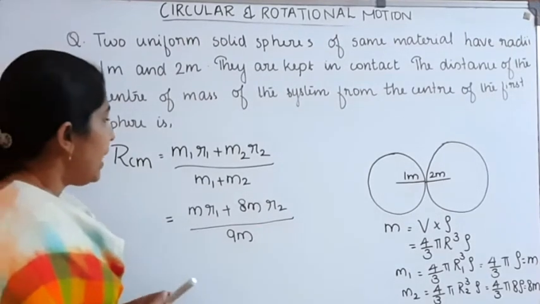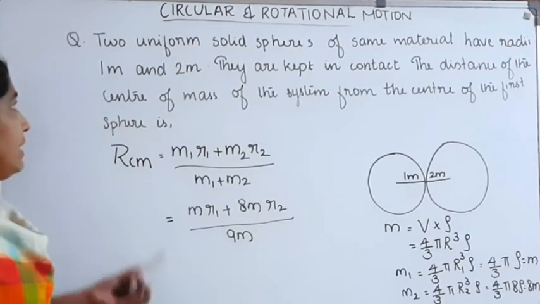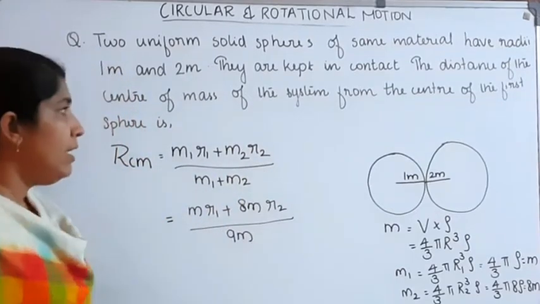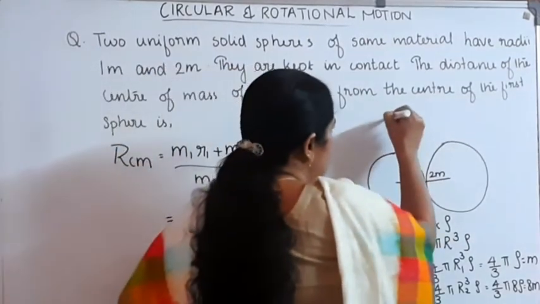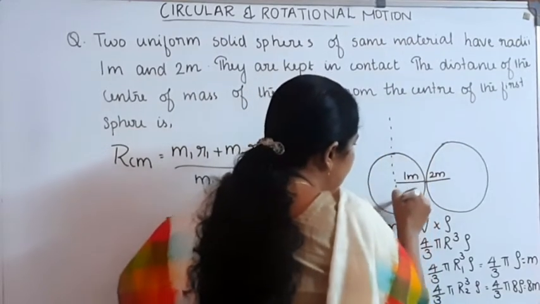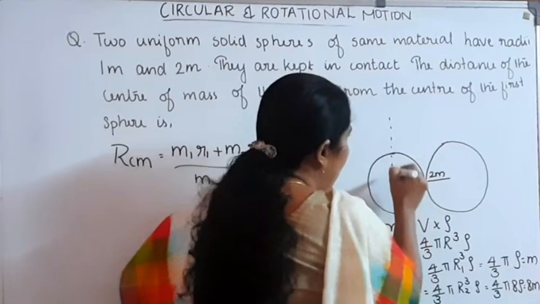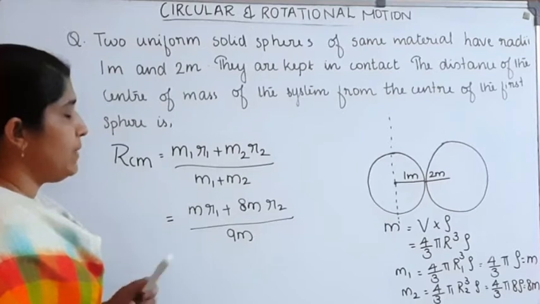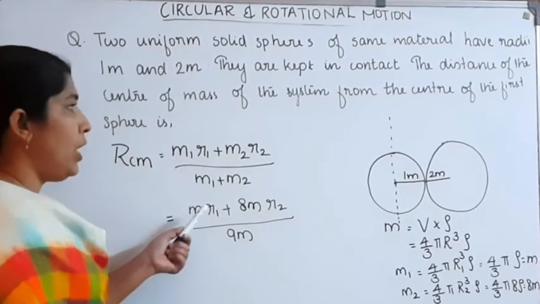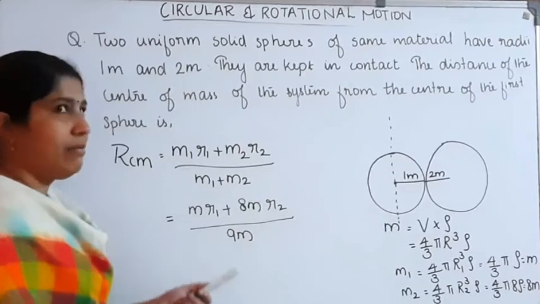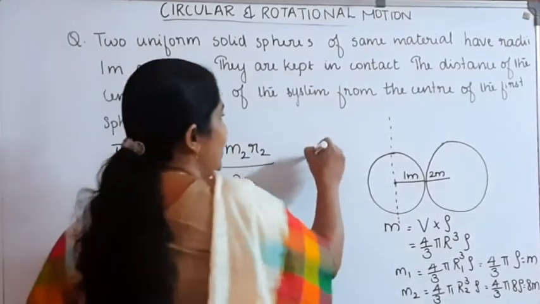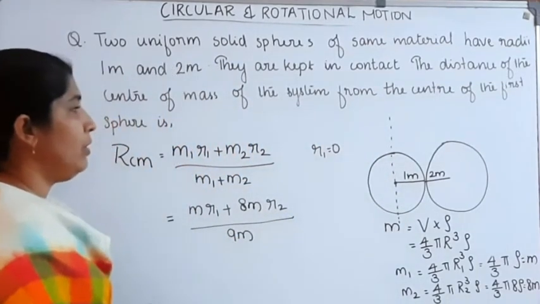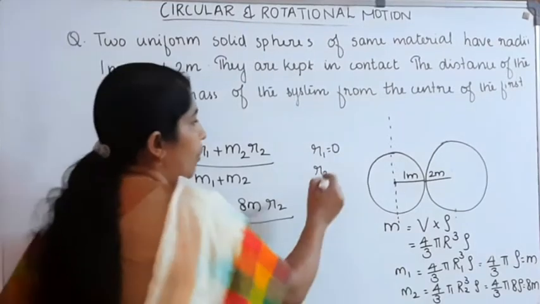To find R1 and R2, in our question, the distance of the center of mass of the system from the center of the first sphere is what is given. So an axis is drawn at the center of the first mass. Then what about R1? From the axis to R1 is equal to 0. Okay, R1 is equal to 0, because the axis is passing through the center.